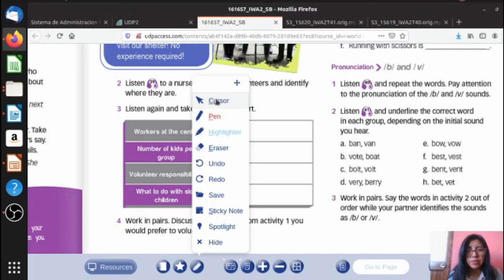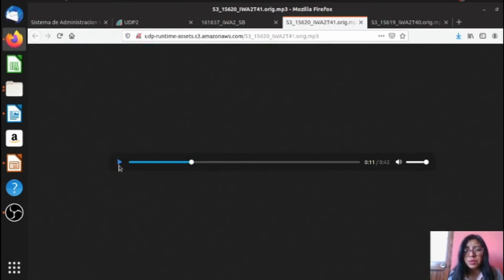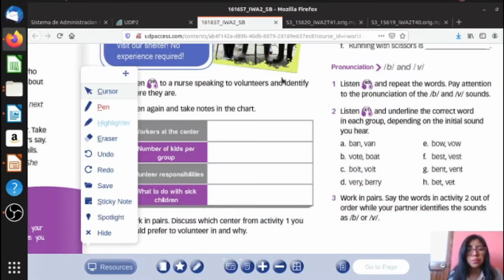Sorry, cursor. In that part, we are going to go to the letter C. Bolt. Okay, that is like an explosion. Bolt. So that is the letter B. Remember, B and V. Okay.